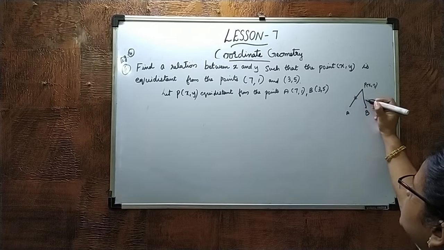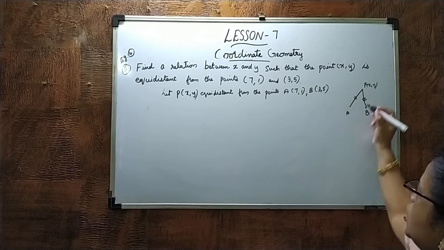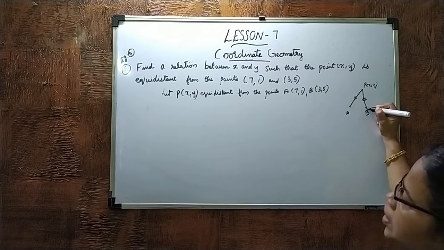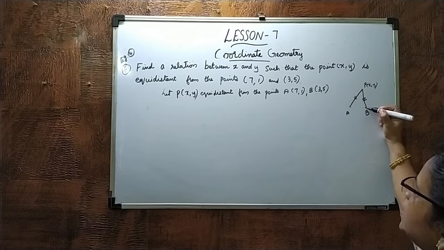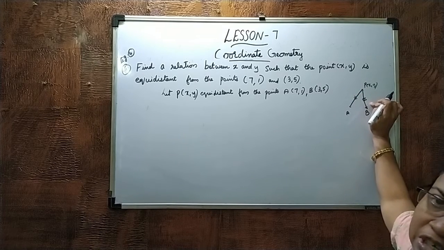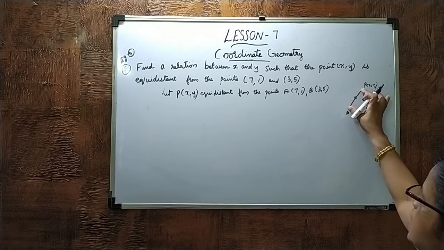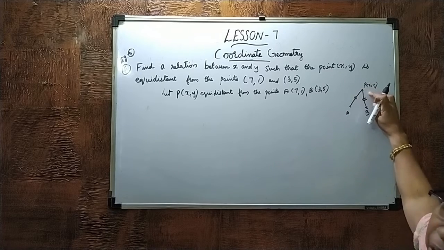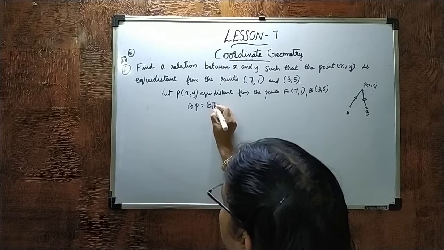That means AP will be same as BP. Right. Equidistant from A and equidistant from B. This point P is equidistant from A and from B. Here 7 centimeter means here also it will be 7 centimeter. Clear? So, what all things we can say then? This distance AP will be equal to BP. So, we can write it as AP equals BP.